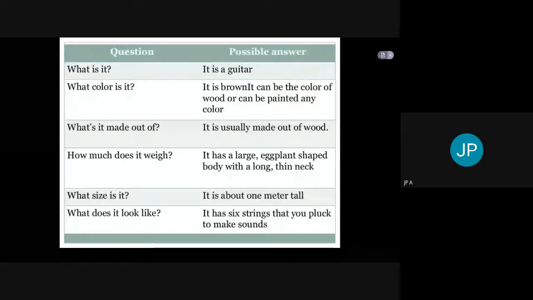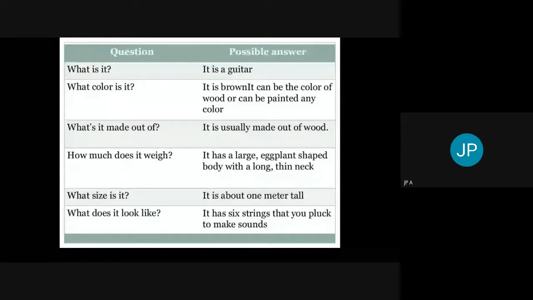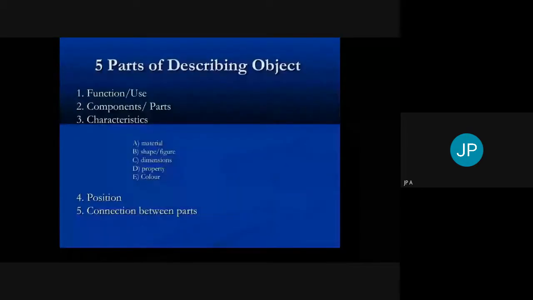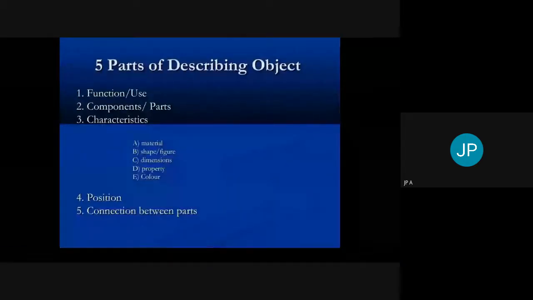We don't write these questions into the answer sheet. We ask these questions to ourselves so that we can write the paragraph. What is the weight? What size is it? What does it look like? How are these different parts arranged? So you can either ask such questions or you can just write down these different things that we previously discussed, like what is its function, what are the different parts, what are the characteristics of these parts, etc.